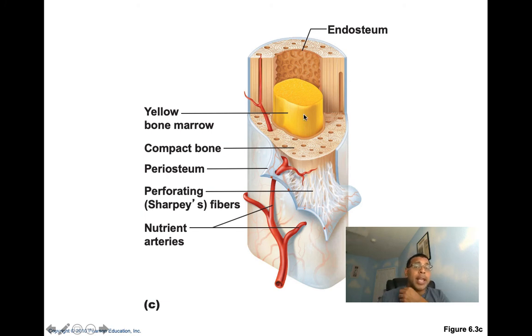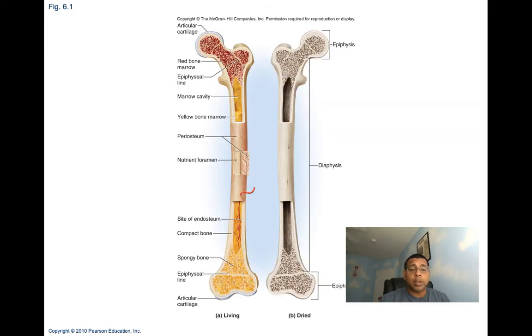And then we can see here the endosteum. Endosteum is a delicate connective tissue membrane that covers the internal bone surface. It covers the trabeculae of spongy bone and lines the canals. So that is the structure of our long bones.